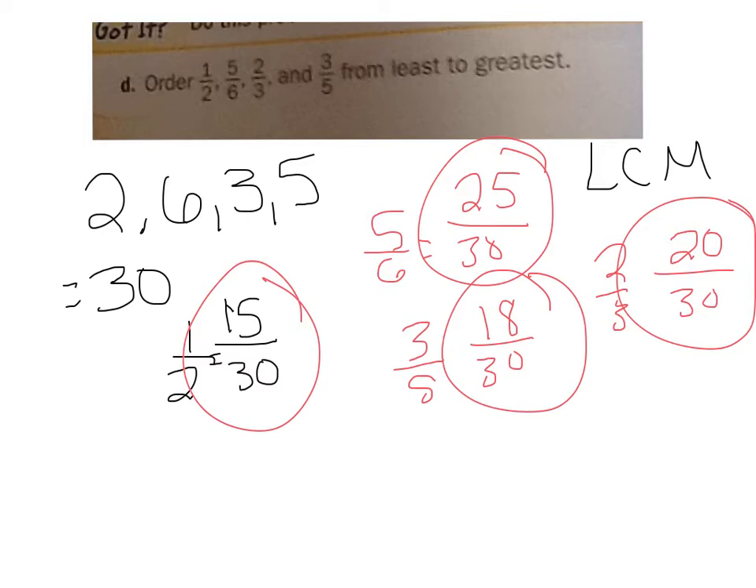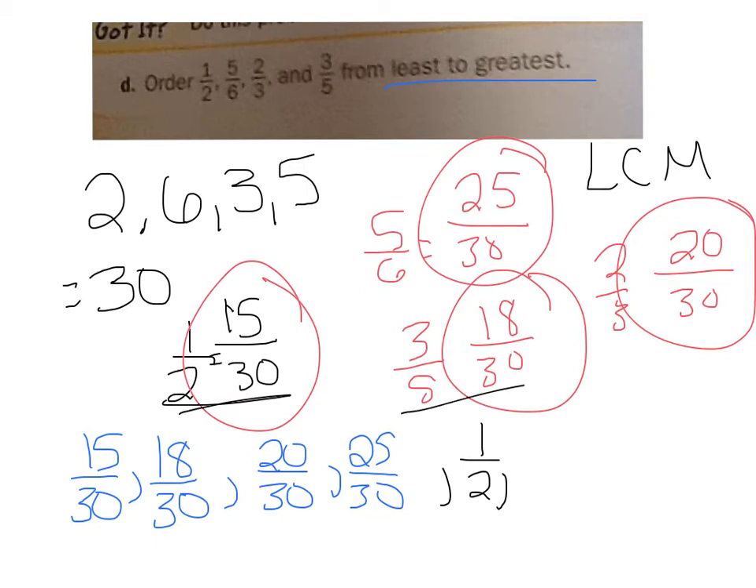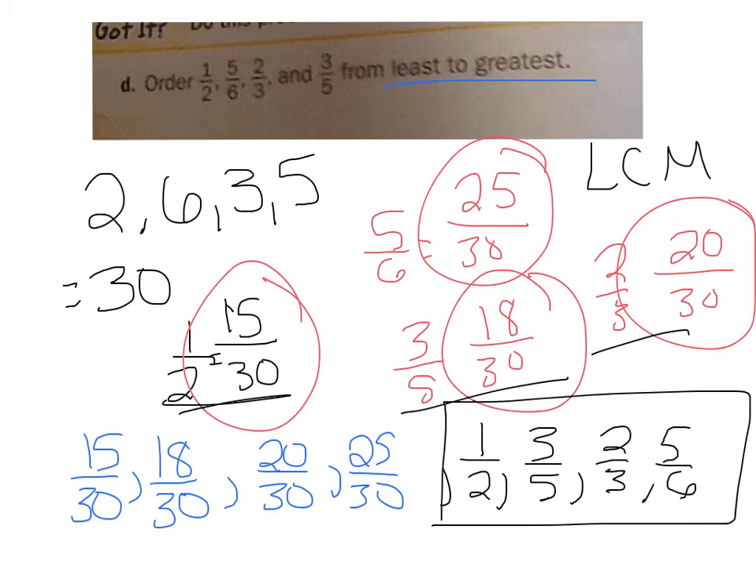So looking at these, I can see that 15 over 30 comes first, and then 18 over 30, 20 over 30, and 25 over 30. That would be from least to greatest. Now, my last step to do this is I actually need to use my same numbers. So I would have 1/2, because that's what 15 over 30 was, I would have 3/5, 2/3, and 5/6. So this would then be my answer. Now again, if you would rather turn all of those into decimals, you may do that too.